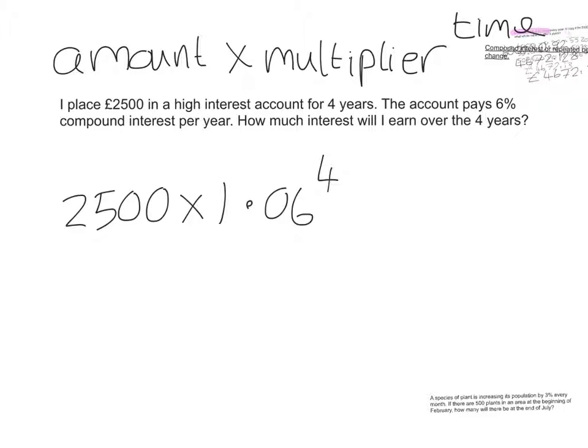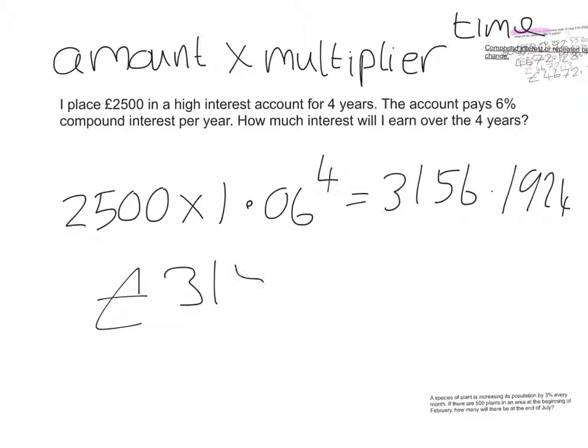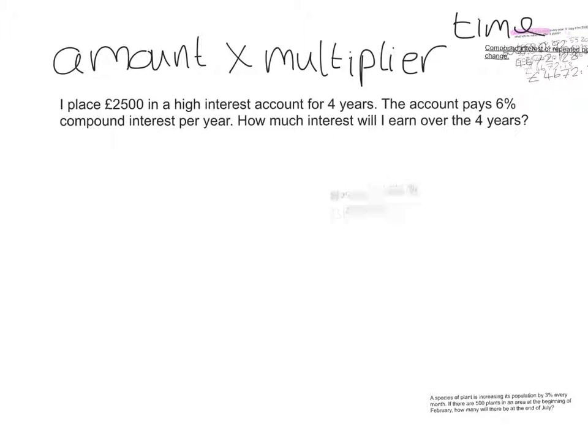So I do 2,500 times 1.06 to the power of 4, and that gives me 3,156.1924. Give that as money, 3,156.19. Easy. So original amount times the multiplier. Remember, if that's an increase, it's 1 point the percentage. If it's a decrease, you're taking the percentage away from 100 and writing it as a decimal to the power of the period of time. Okay, final example.